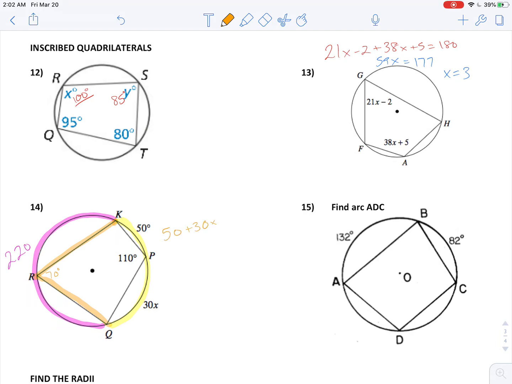This arc here is being intercepted by 70. So this arc is the whole thing. I could take 50 plus 30x. But what does that measure have to be if my inscribed angle is 70? It must be 140. So now I've got 30x is 90, and who could have thought that x would be 3?